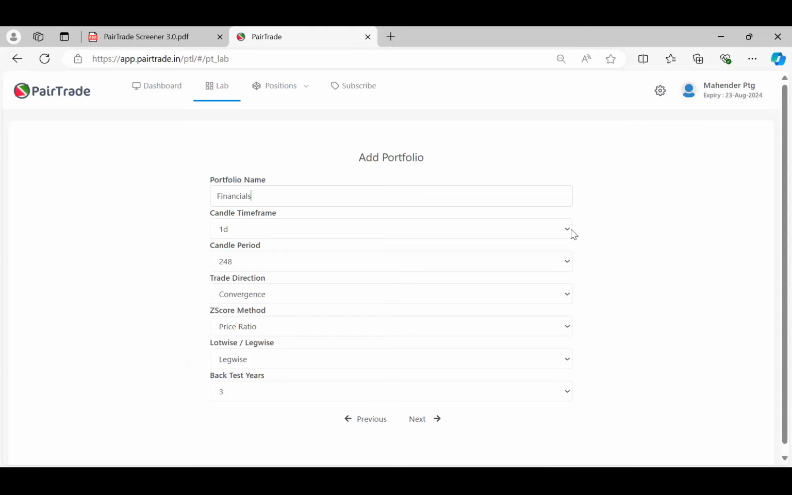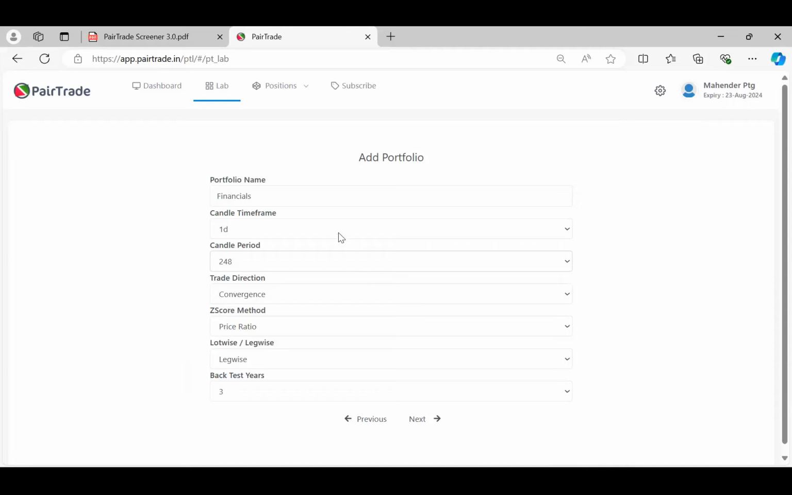Now here we have a facility to select what kind of candle time frames to use. Right now, at the launch, I have given only the day candle, so it's 1 day candle. In coming weeks, I will be providing different candle time frames like 5 minute candle, 1 hour candle, like that. So multiple different time frames will be provided. Similarly, for candle period, right now I've given only 248 and 48, but in coming days, you can enter your custom period. If you want 90 days, you can enter that.